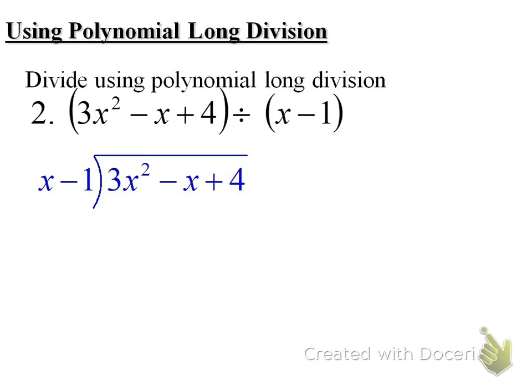Always double check that they're lined up from biggest exponent to littlest exponent, and each term is represented. So for example, if we start with an x squared, we need an x and then a constant. So we're good on that. Now we're going to think of, well, what would you multiply this by to get this? 3x. That has an x, so it needs to go above where your x terms are.